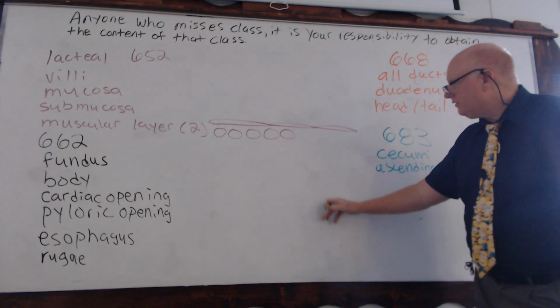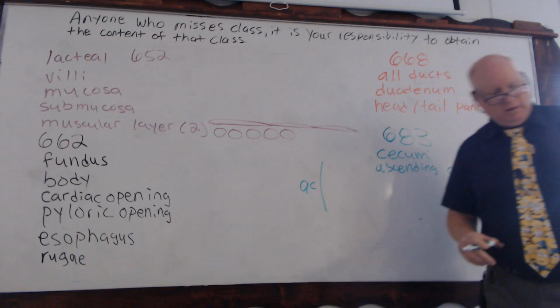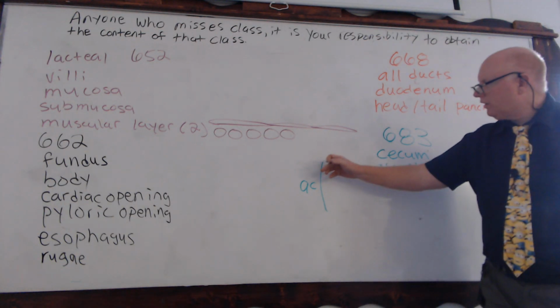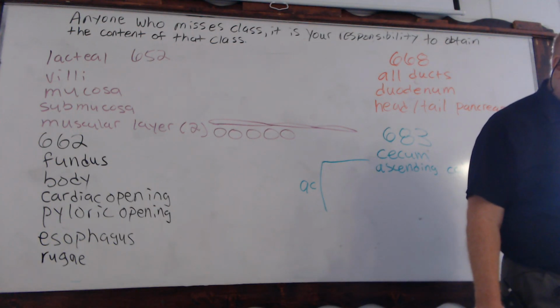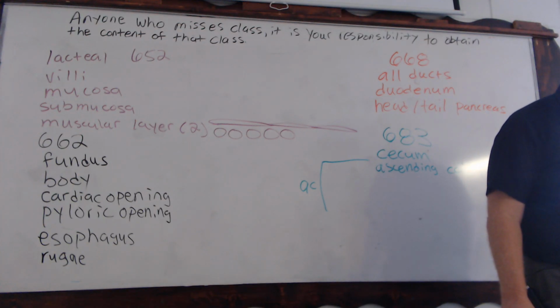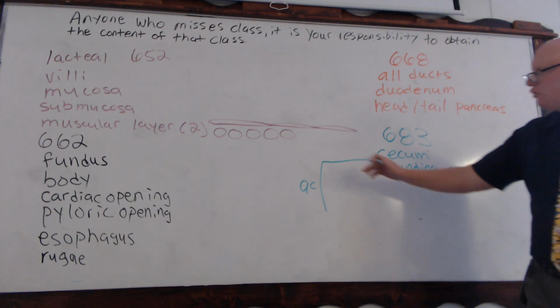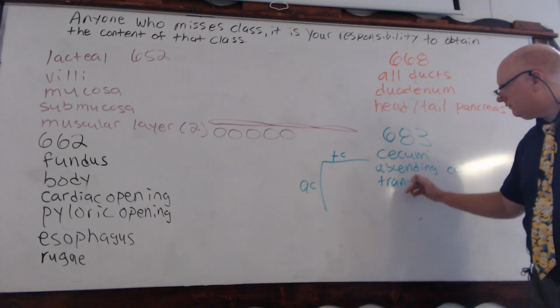Okay, so that is this one. I'll just put ascending colon. Then what happens when we go across like this? Wouldn't be descending. Say that again. This is the transverse colon. Okay, so transverse.